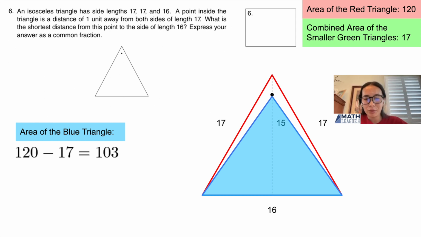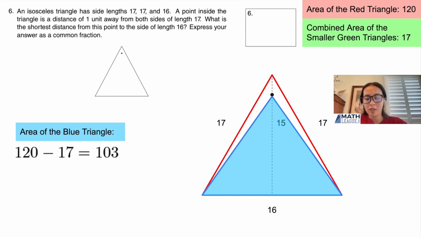Now, we have a lot of pieces coming together here, and our next step is to find the area of the blue triangle, because now we know the area of the overall red triangle and of the green triangles that fill up the space in the red triangle that's not the blue triangle. So using subtraction, we can find that the area of the blue triangle is 120 minus 17, which is 103.